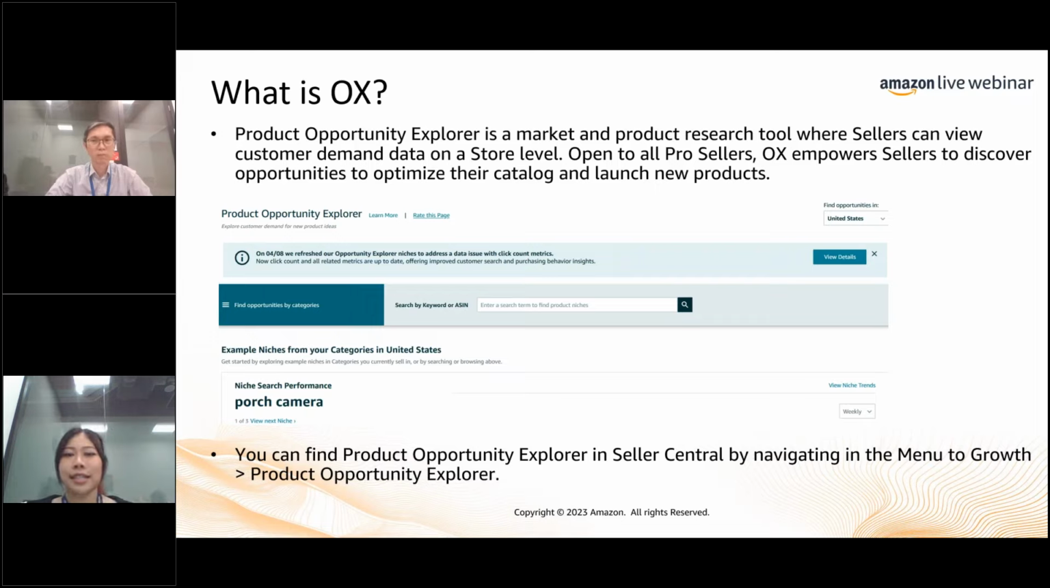Okay, so what it does is it's a product research tool. I'm not sure whether you guys have heard of Helium 10, Jungle Scout, etc. So this is like the Amazon version, and Amazon gives you the data and the insights for you to understand the trends and the sales history of the different products currently selling on Amazon.com, for you to understand what the demand is at a niche level or category level, and whether there are opportunities for you to sell this product, right? So how can you access Product Opportunity Explorer? If you already have an account, you can just navigate to the menu button on the top left corner, select Growth, and you'll be able to access OX.